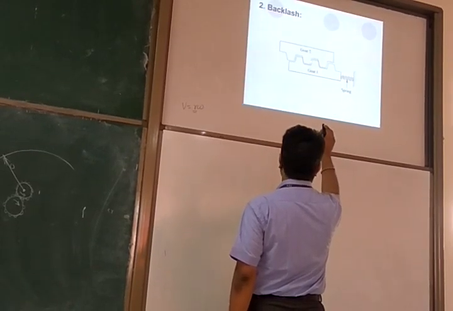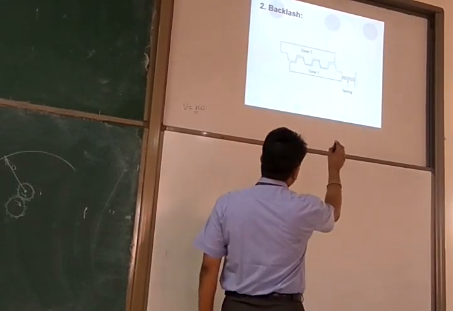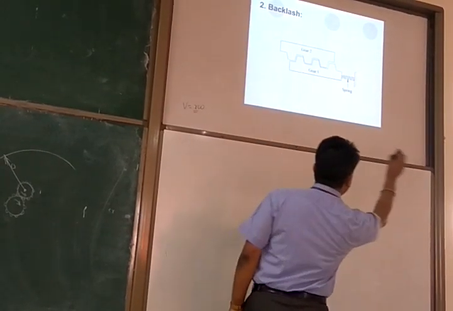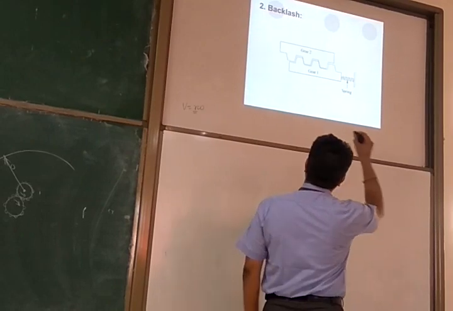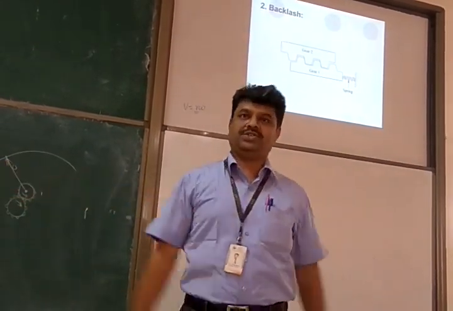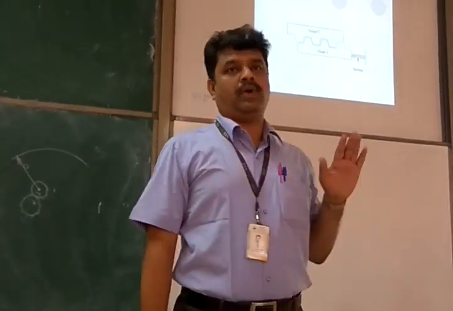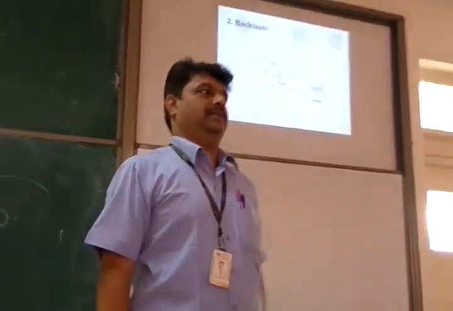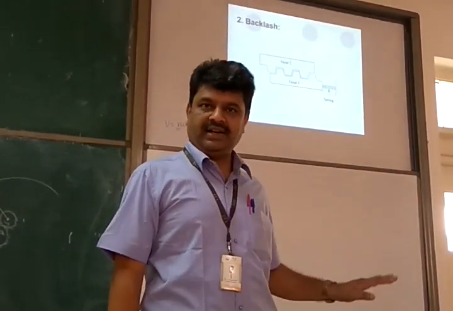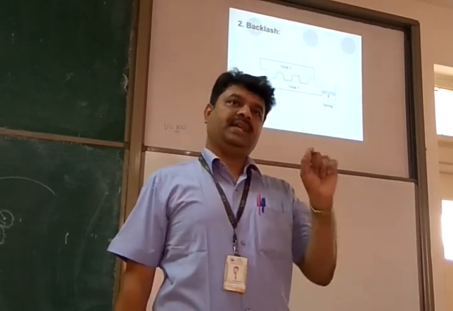Suppose gear 2 is moving towards the right, gear 1 will move right. Actually, there is a gap on the right-hand side. So gear 2 will initially move, but because the light spring is pulling it towards the other direction, gear 1 also will move to the same extent without any loss of motion. Whatever motion happens in gear 2, the same amount of motion will be there in gear 1 as well. Is that clear? Okay. So backlash is completely avoided by using a light spring.